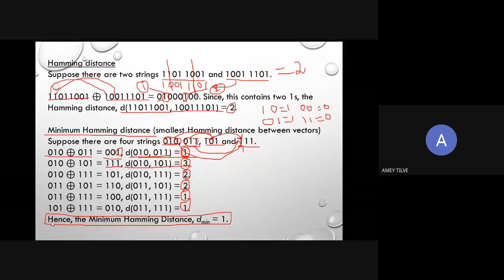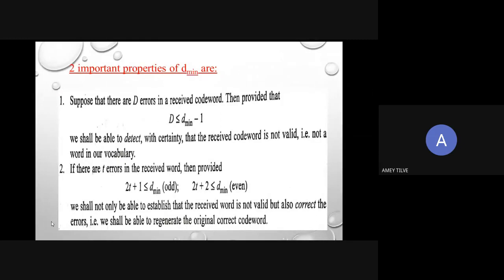Does anybody have any doubt about Hamming distance and minimum Hamming distance? Before coming to that, let us learn two very important properties of the minimum Hamming distance, as we are going to use them in our problem. Suppose that there are D errors in the received code word. For example, the code word received was 1011 and there are 3 errors. Let us consider D as 3.